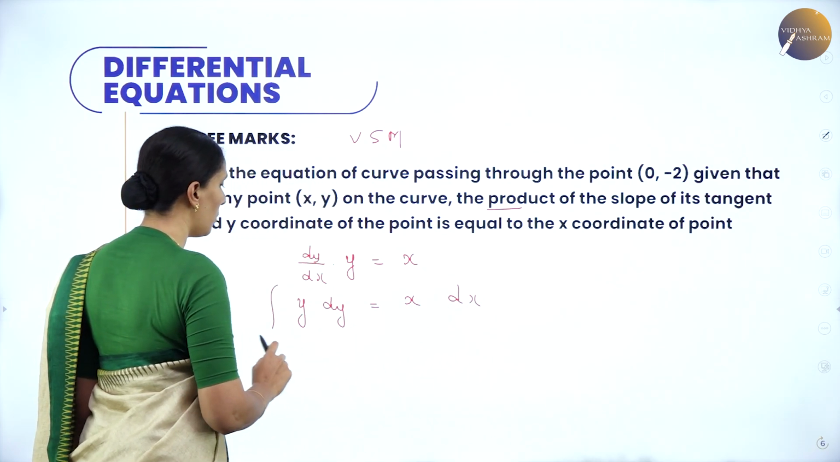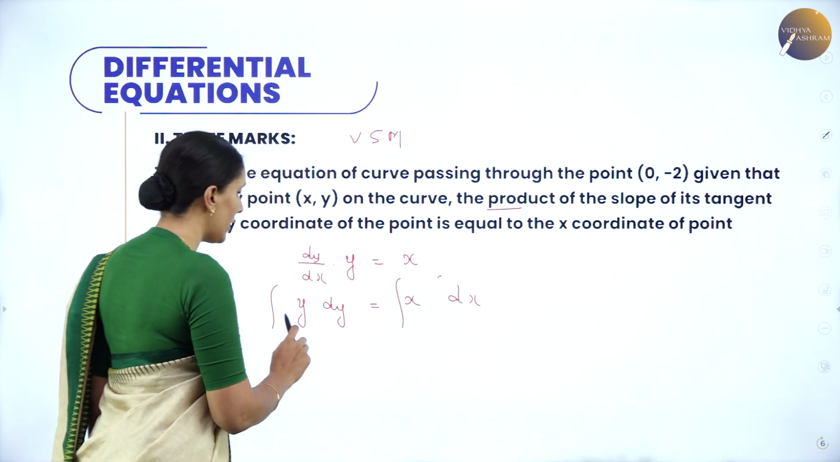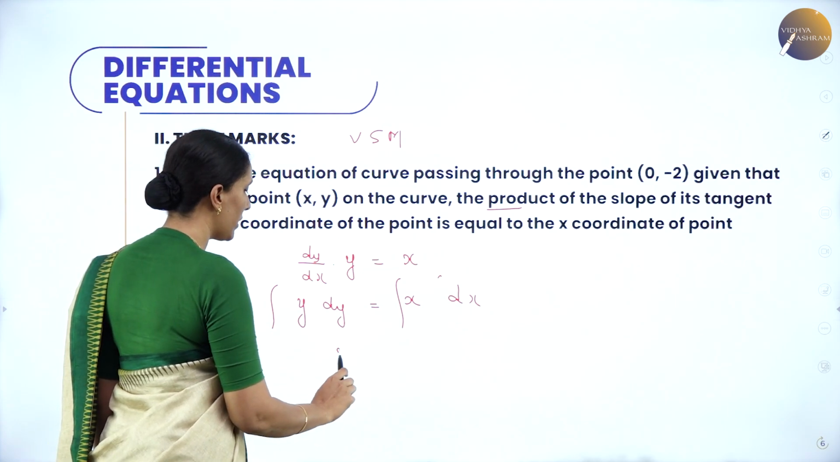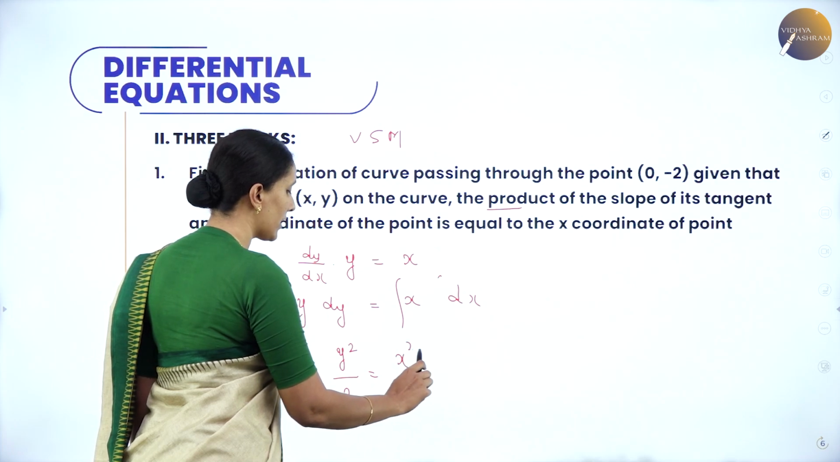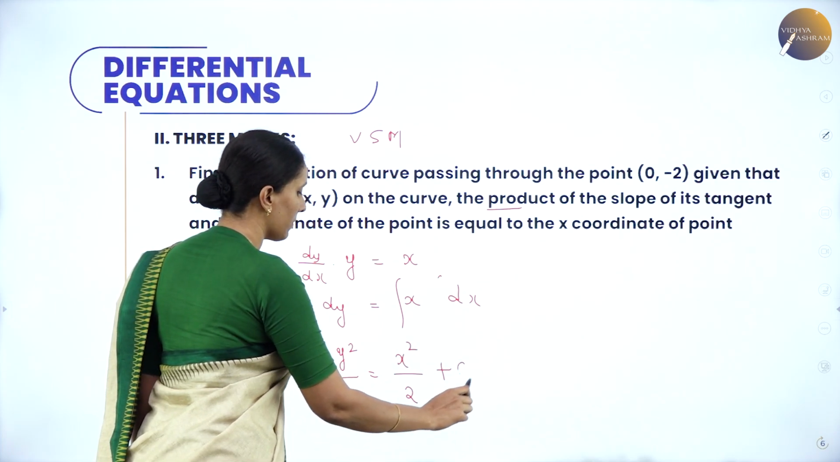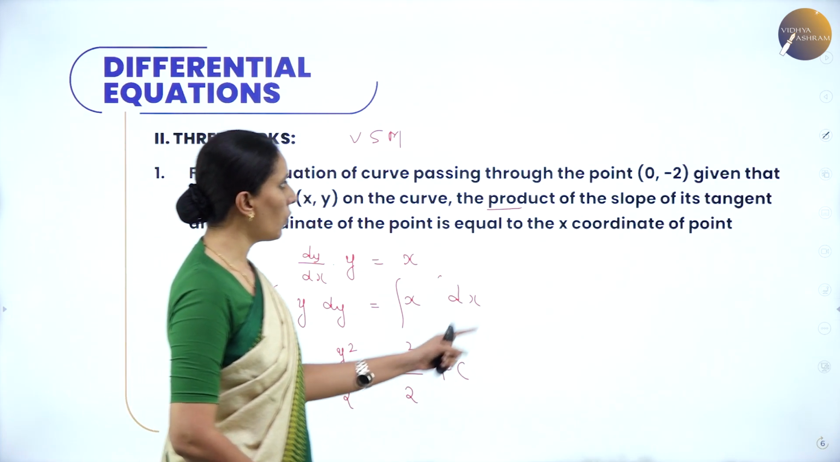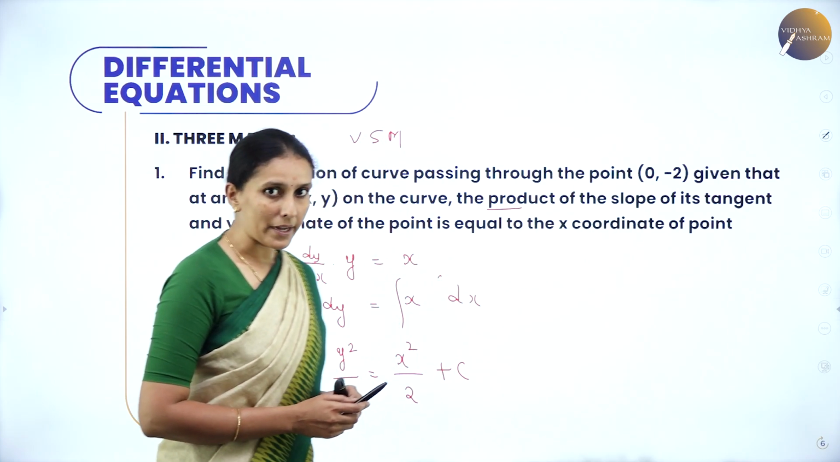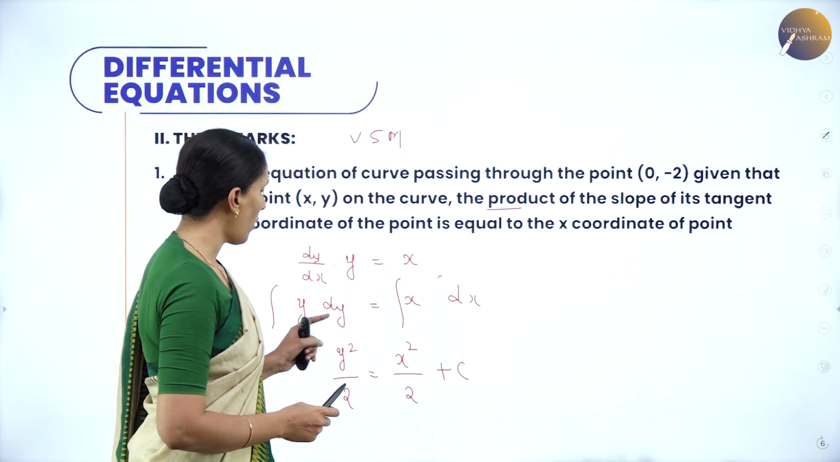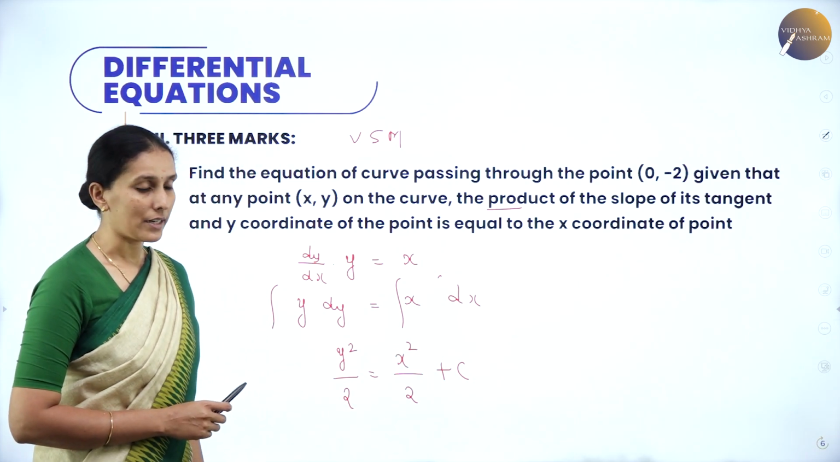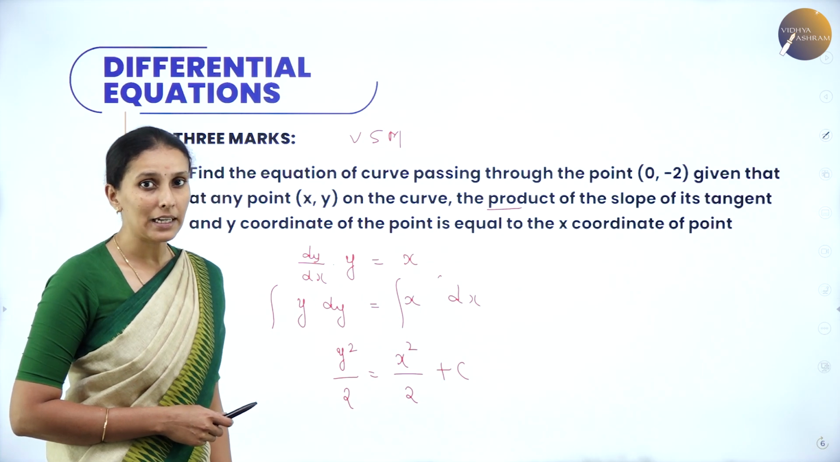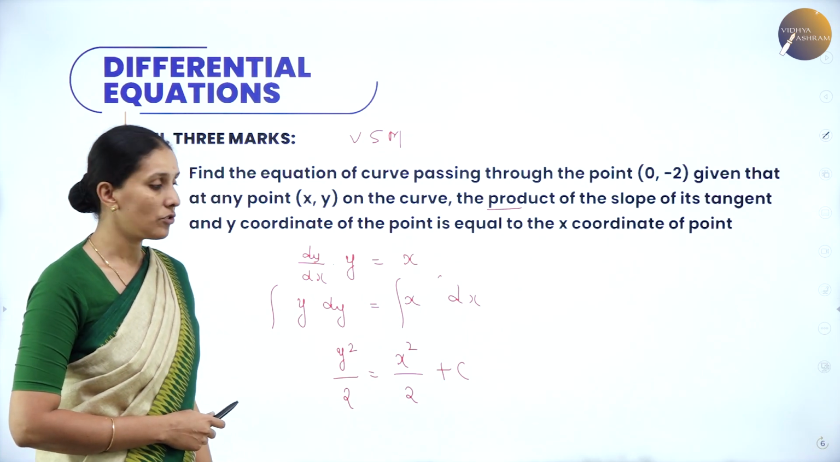I'll integrate on both sides. Then integration of y with respect to dy is y square by 2. Integration of x with respect to dx is x square by 2 plus c. Now since the point is moving through 0, -2, substituting the point 0 and -2 here, we can find the integration constant, and hence we can find the particular solution for the given differential equation.